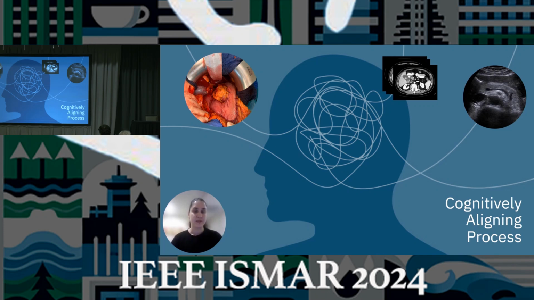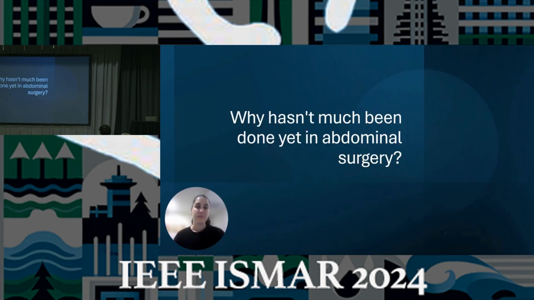What they try to do is merge all of this information through a cognitive aligning process with what they see and observe during the surgery, and figure out where those important vessels are, so as not to damage them while resecting and removing the tumor. So now you have a feeling for why it's really important to have some sort of navigation system to avoid unintentional damage to the vital structures. But the question is, why hasn't much been done yet in abdominal surgery?